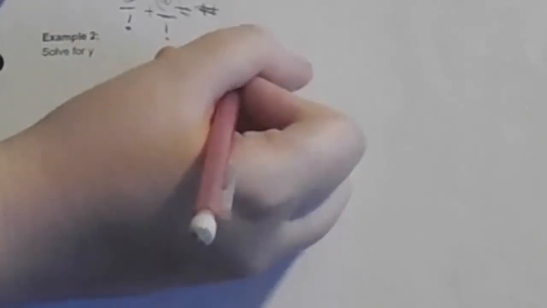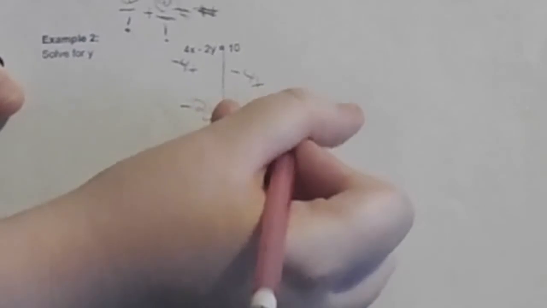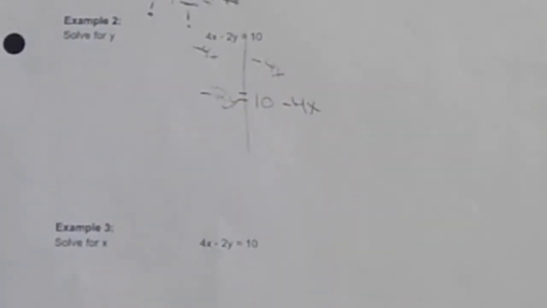Equals. These 10 are numbers. They're just numbers. There's no letters. These minus 4 are x's. They are not like terms. I cannot put them together. I just have to write them as 10 minus the 4 x's. So I just move that term over. That's it. I cannot put them together at all. I cannot combine these because they're not like terms.